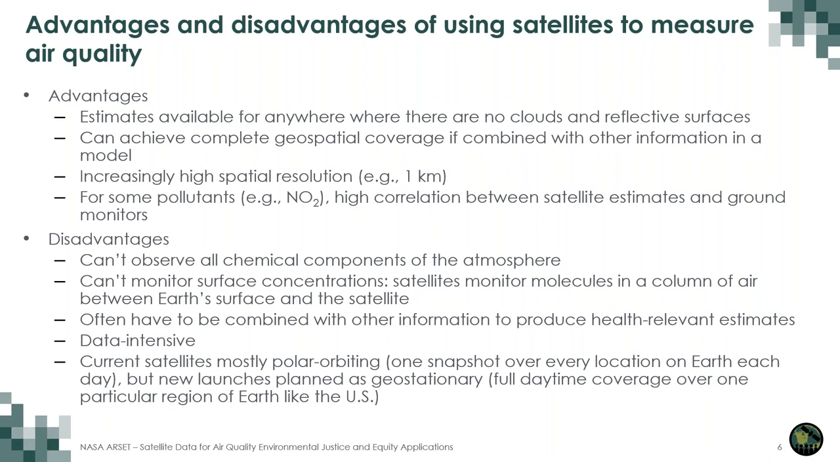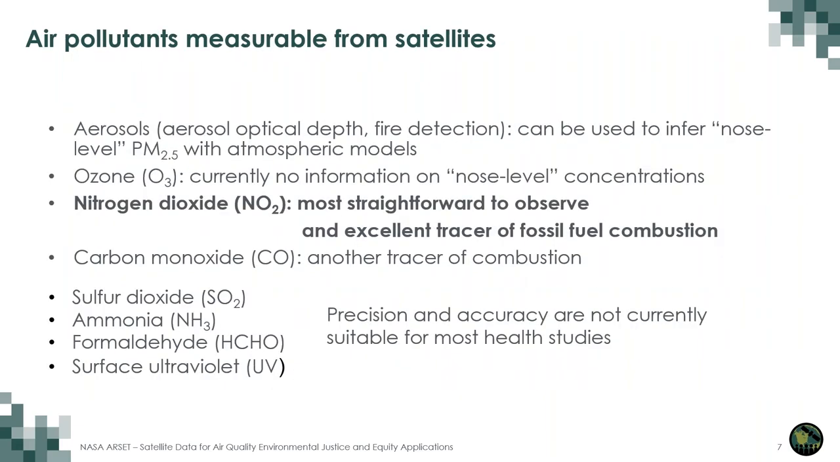Right now, most satellites are polar orbiting. They're taking one snapshot over every location on Earth each day. But new launches are happening and planned as geostationary. And that means the satellite will hover over one part of the planet and take snapshots of the Earth's air on an hourly basis. And therefore, we get full daytime coverage over one particular region of the planet, like the United States.